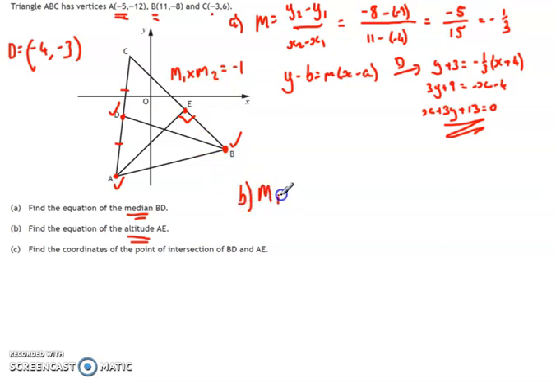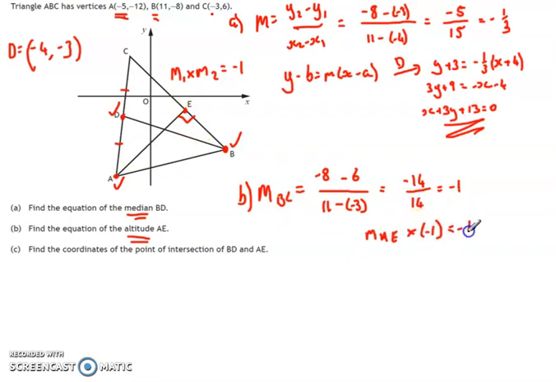So if I do the gradient of BC, I do -8 take away 6 over 11 take away -3. So -8 take away 6 is -14. That's then over 11 minus -3, so that's over 14. So it's -1. That's the gradient of BC. So I then know that the gradient of AE times that gradient, times that -1, gives me -1. So from that I can say the gradient of AE is equal to 1.